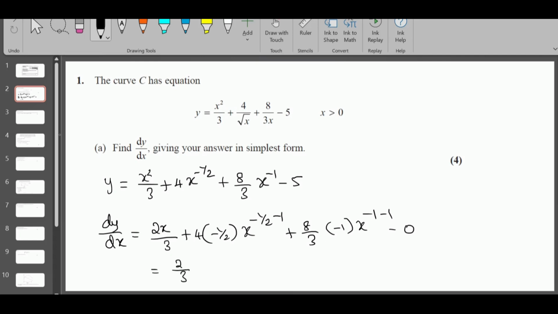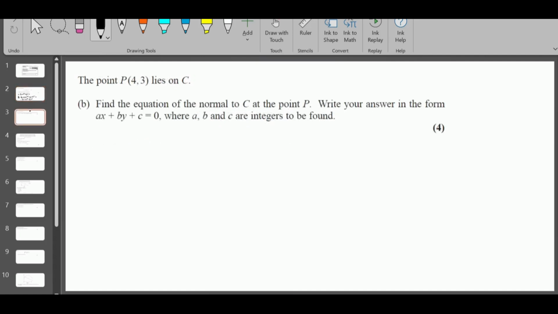So it's 2 over 3 x, 4 times minus half is minus 2x to the power minus 3 over 2, minus 8 over 3 x to the power minus 2. That's all. Part B now. The point P lies on C. Find the equation of the normal.